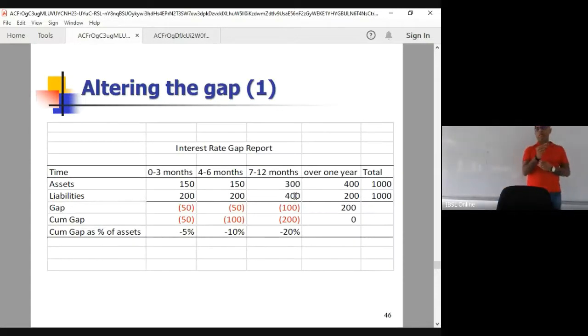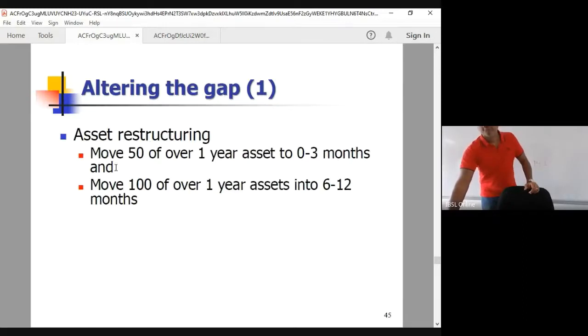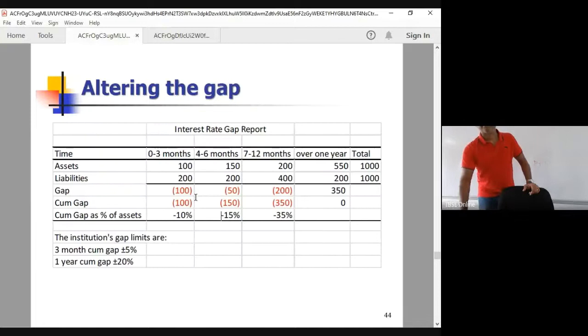So in other words, what they have done here, if you look at this particular example, you move 50 of your over 1 year assets to 3 to 6 months, move 100 of your 1 year assets to 6 to 12 months. How do you move it like that? I mean, you can do it on the spreadsheet, but in reality, how do you do it?